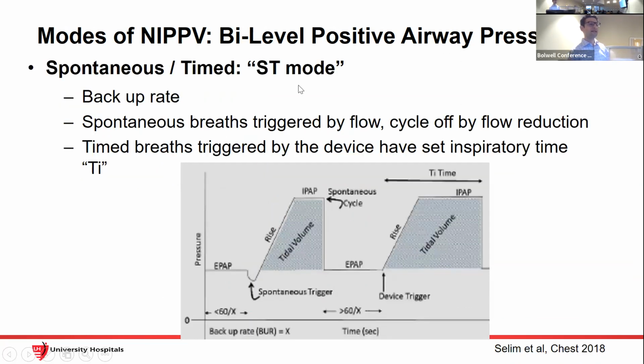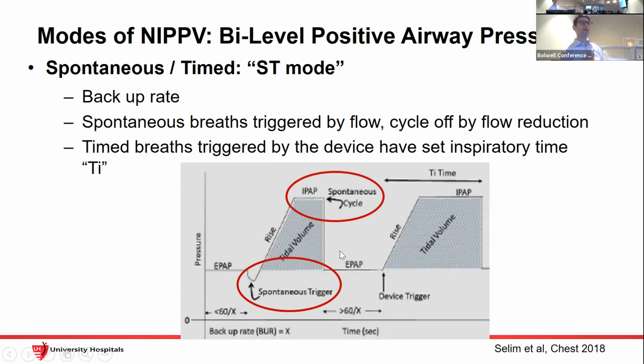ST mode is spontaneous and time mode, so it has the abilities of the spontaneous mode, like you said, a spontaneous trigger, a spontaneous cycle. But if the patient doesn't breathe at the rate that you want it to, you set a backup rate, let's say 10. So if the patient has a backup rate of 10, every 6 seconds, if the patient hasn't breathed, the device will give them a breath. So that's called a device trigger or a time trigger.